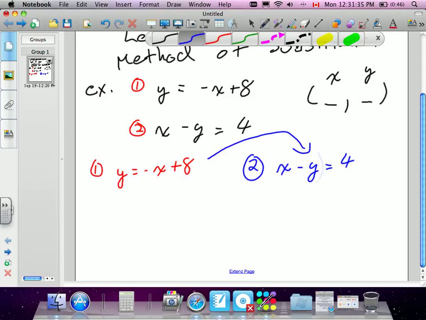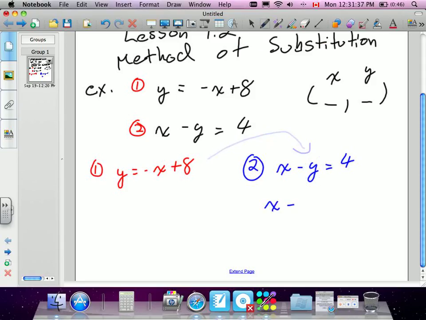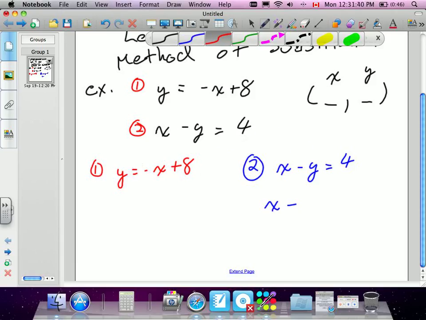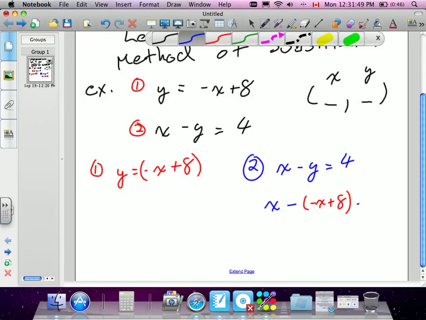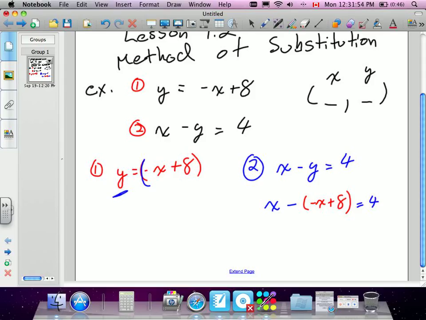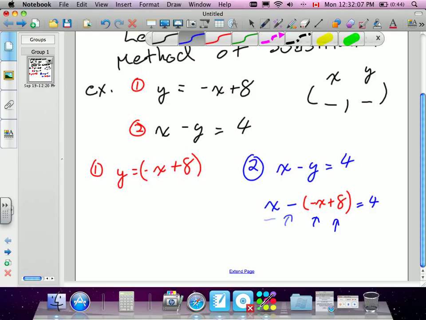So, what's going to happen is I'm going to have x minus, and I'm going to take this part here. Okay, I'm putting brackets around it so you know what I'm putting in. Negative x plus 8 and is equal to 4. So what I've done again is I've taken what y was equal to and I substituted in for the y in the other equation. So I now have x minus negative x plus 8. Okay? I'm going to simplify this equation for x now.